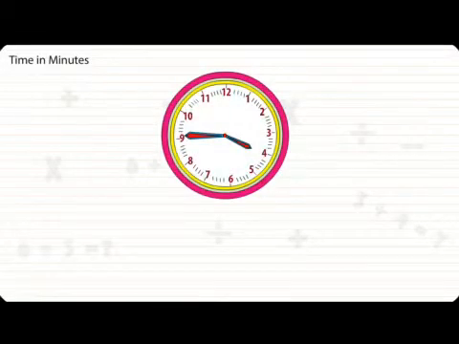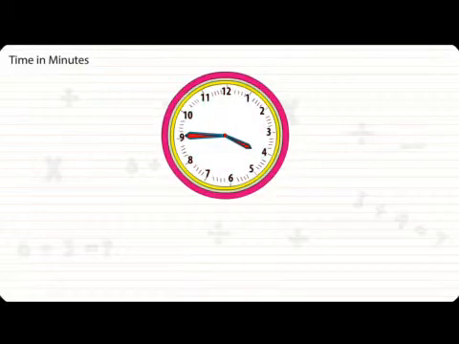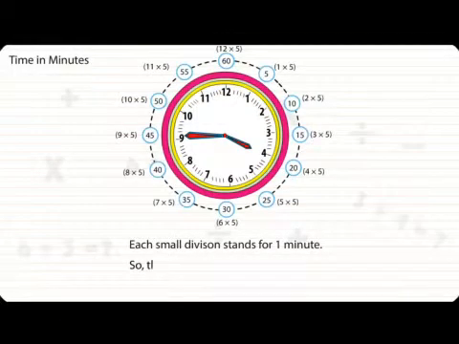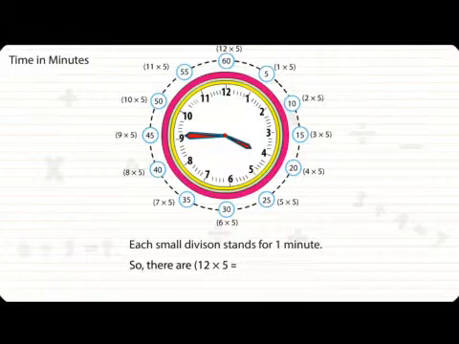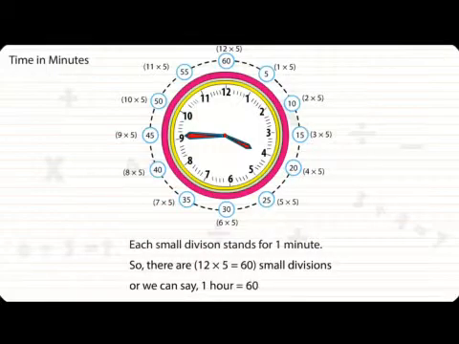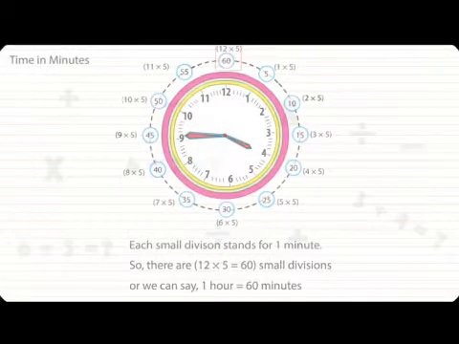We know that there are 12 big divisions marked on the clock. Each big division has 5 small divisions. Each small division stands for 1 minute. So, there are 12 into 5 is equal to 60 small divisions. Or, we can say 1 hour is equal to 60 minutes.